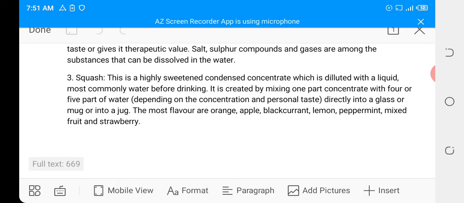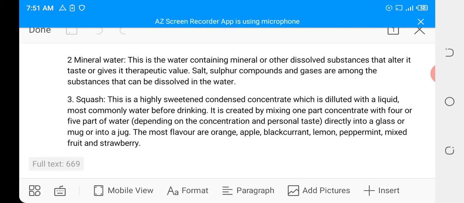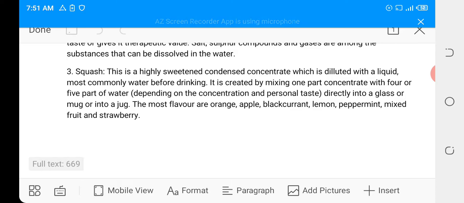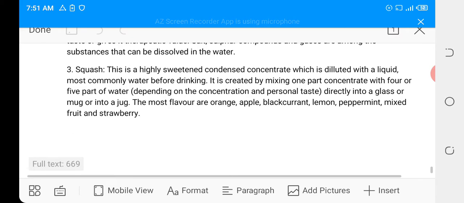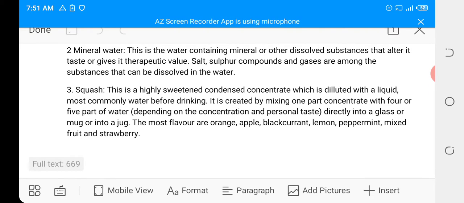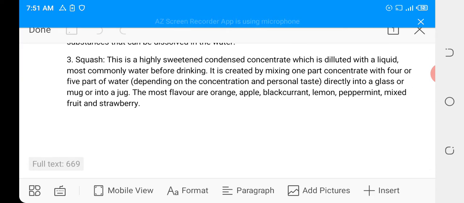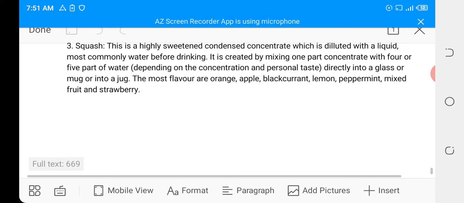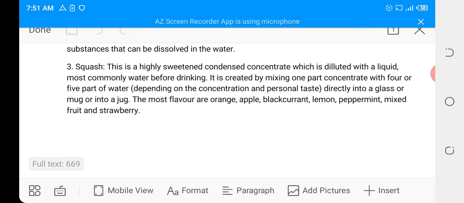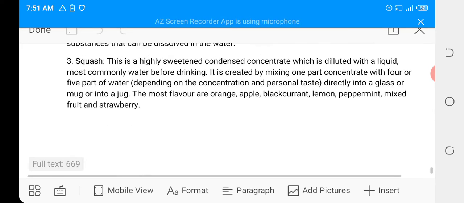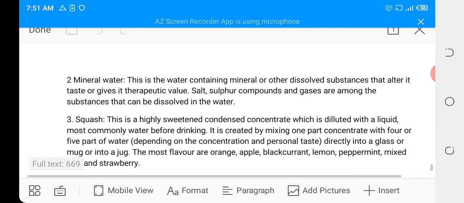The last but not the least is squash. This is a highly sweetened condensed concentrate which is diluted with a liquid, most commonly water, before drinking. It is created by mixing 1 part concentrate with 4 or 5 parts of water, depending on the concentration and personal taste, directly into a glass or mug or into a jug. The common flavors are orange, apple, blackcurrant, lemon, peppermint, mixed fruit, and strawberry.